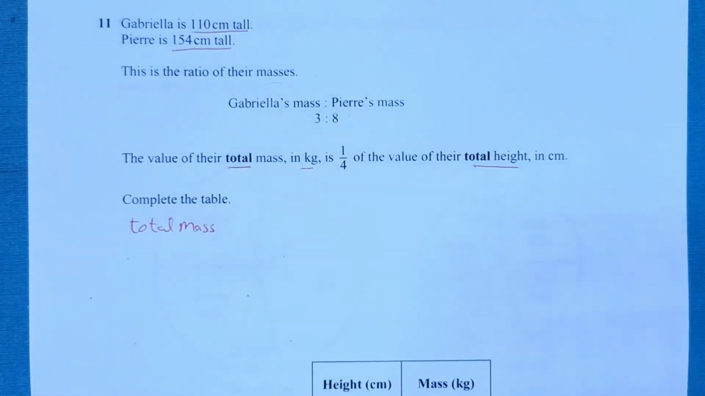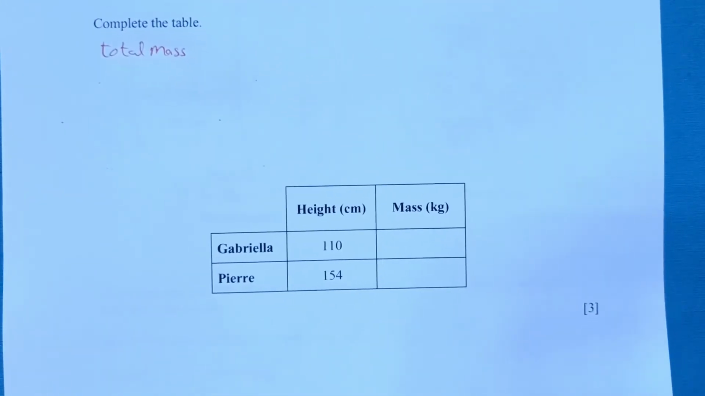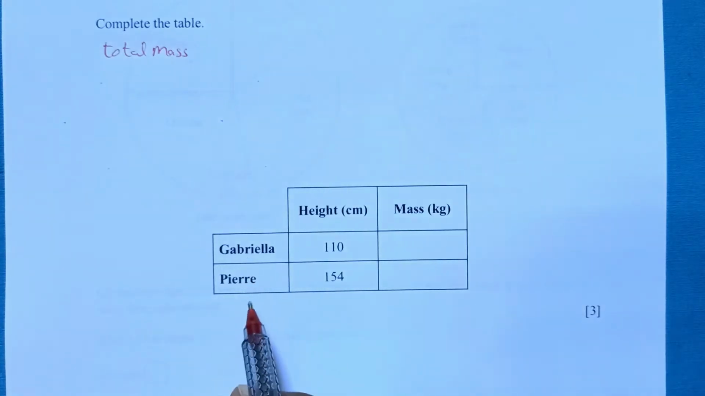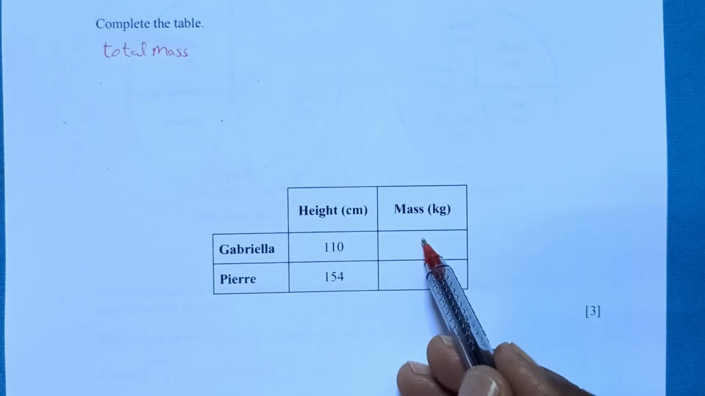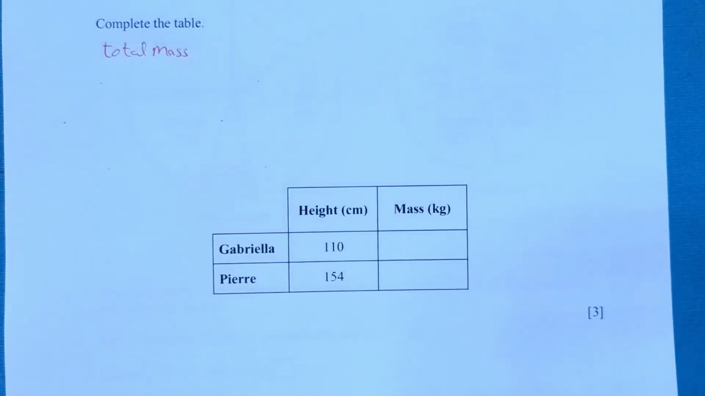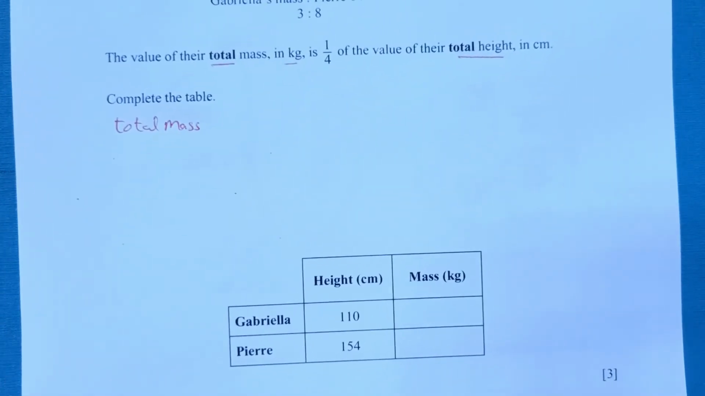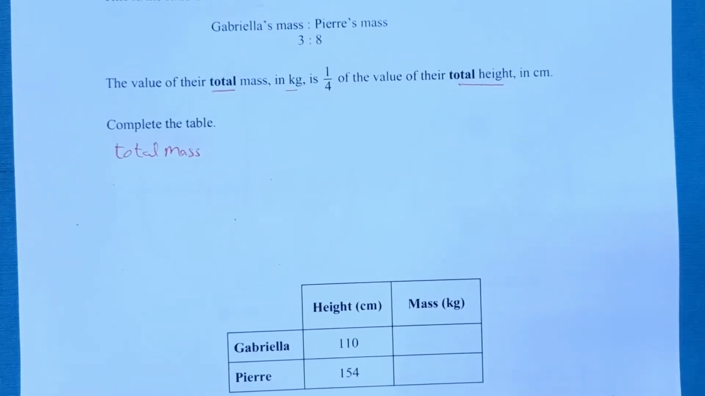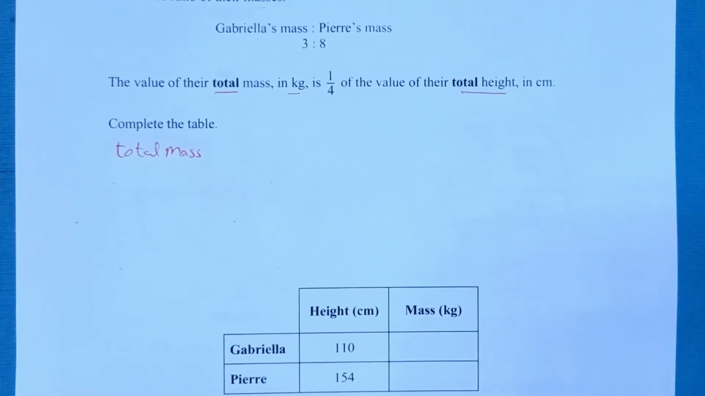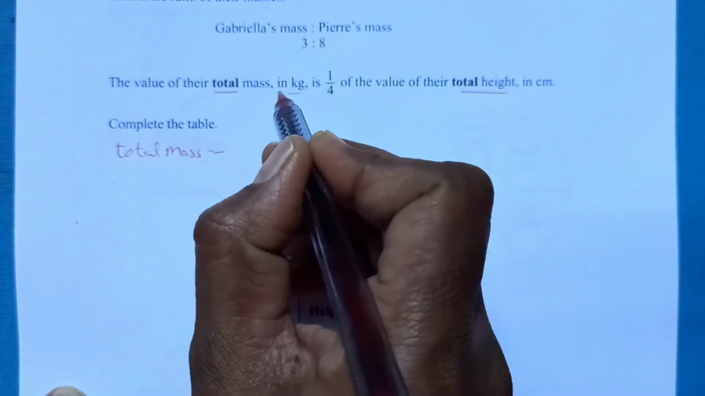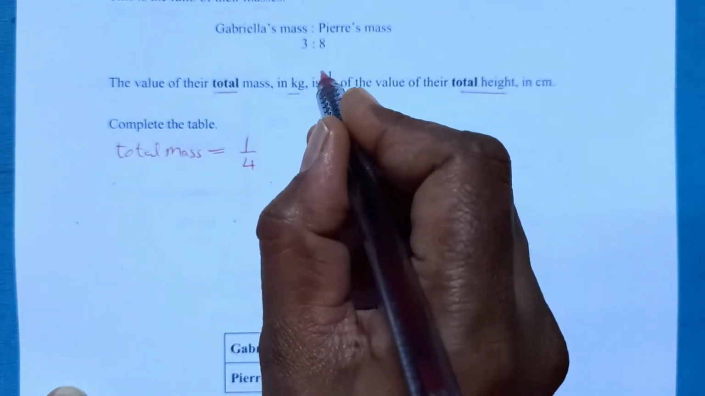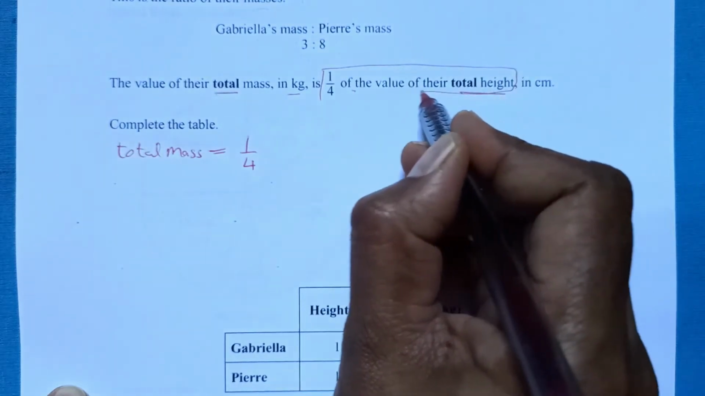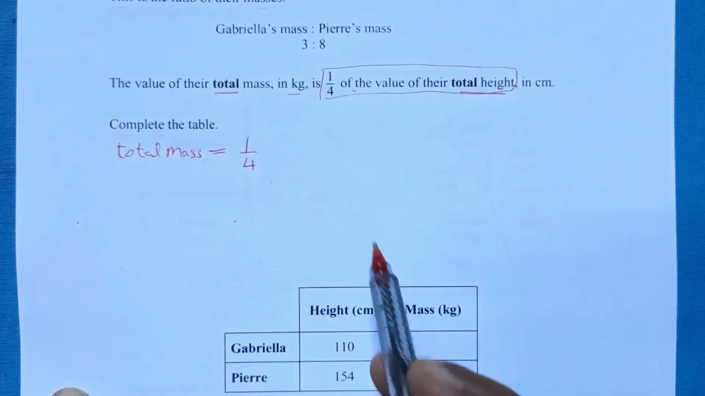Oh, let me show you the table. So we have to complete this table. We have here Gabriela and Perry's height. Here is given 110 and 154. Mass we have to complete this. So we need to find out the mass of each of them. So we have here the total mass. We are given the total mass in kilogram is 1/4 of the value of their total height. This is your keyword here.